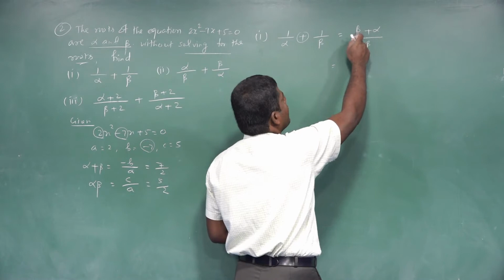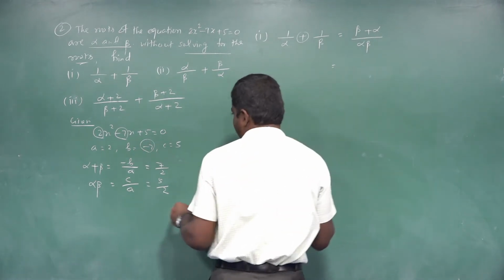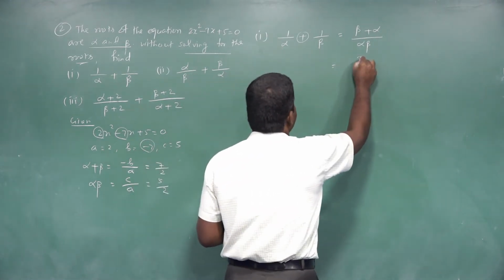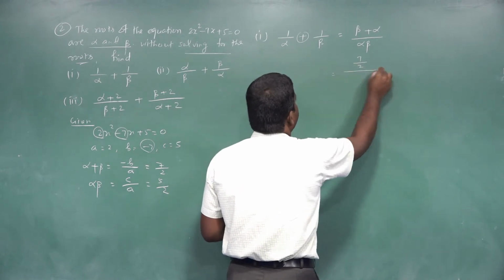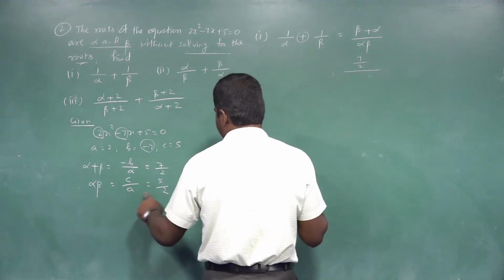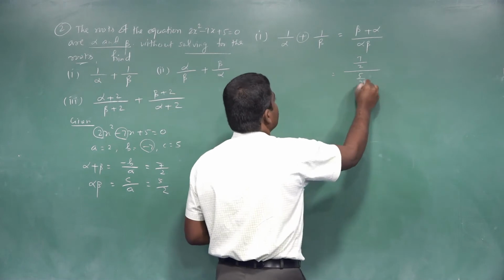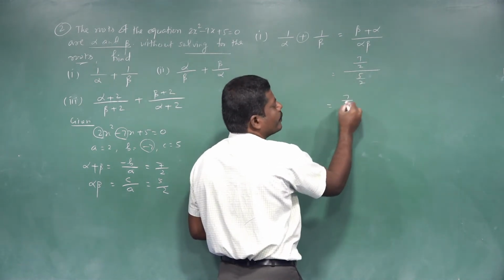Understand? Numerator: alpha plus beta. Alpha plus beta value is nothing but what? 7 divided by 2. Whole divided by denominator alpha beta. Alpha beta value is 5 divided by 2. Understand? Now 7 divided by 2 numerator.